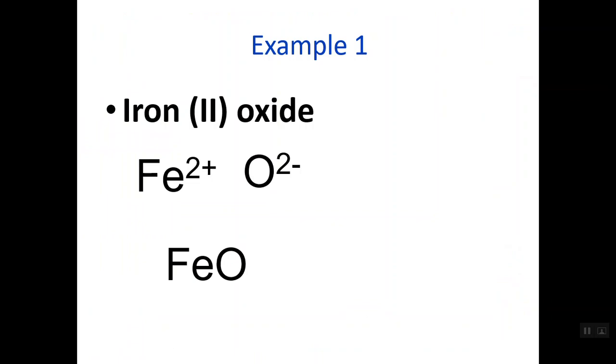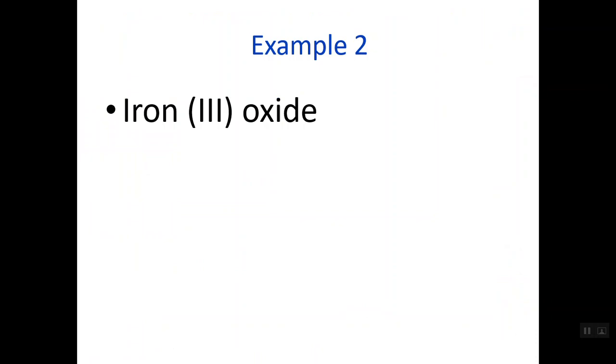Okay, seems pretty easy, right? Okay, let's try another one. Example 2, this one is very similar, but now it's iron 3 oxide instead of just iron 2. Okay, so again, that Roman numeral tells you the charge for the iron. So this time, it's going to be iron with a +3 charge. The oxide part didn't change. That's still your oxygen, which hopefully you know now is a -2 charge.